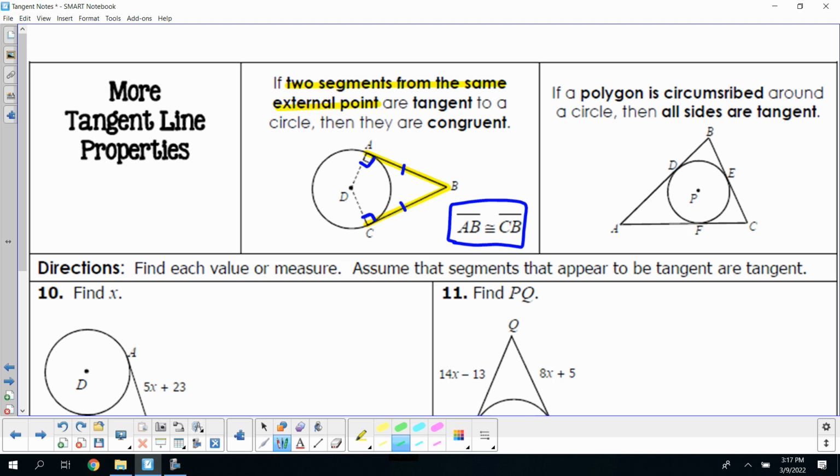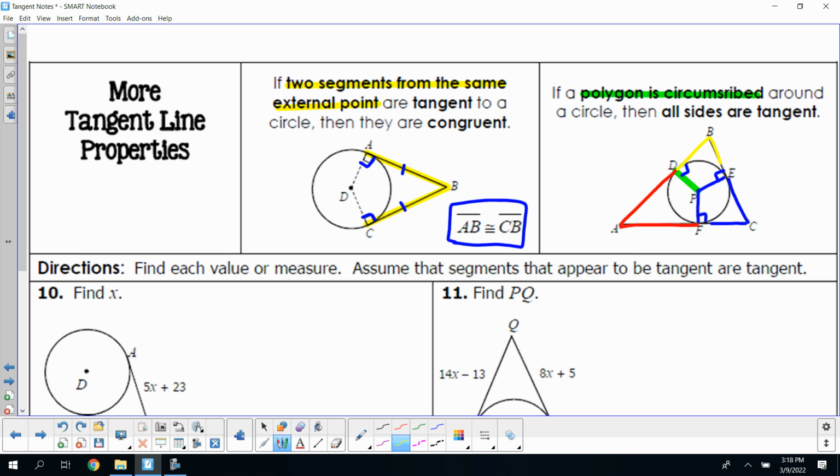if a polygon is circumscribed around a circle, then all of the sides are tangent. So that means this here is going to be a 90-degree angle. 90-degree here, 90-degree here, 90-degree here. So that means that these separate segments, those are all going to be equal to each other.